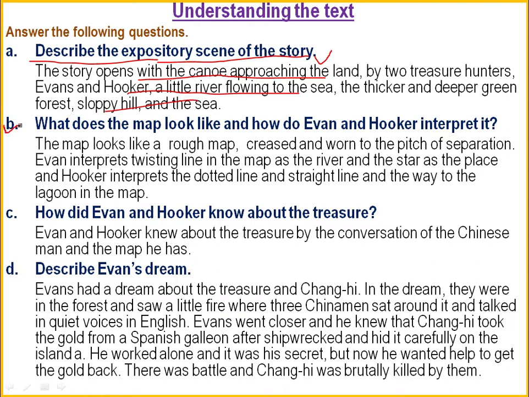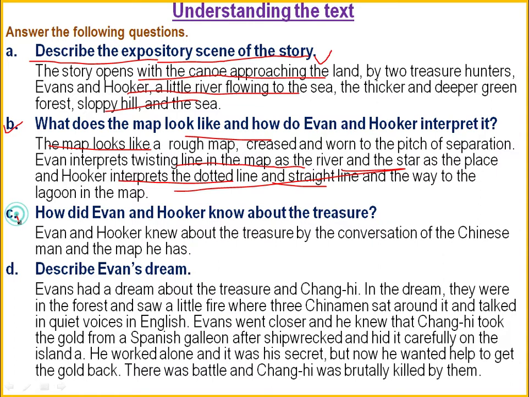Then about question B, what does the map look like? And how do Ivan and Hooker interpret it? So the map looks like a rough map, creased and worn to the point of separation. Ivan interprets the twisting line in the map as the river and a star as the place, and Hooker interprets the dotted line and straight line as the way to the lagoon in the map.